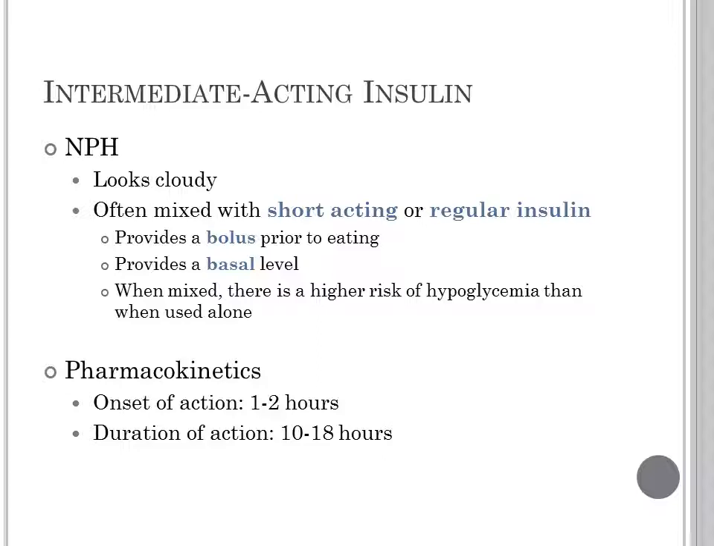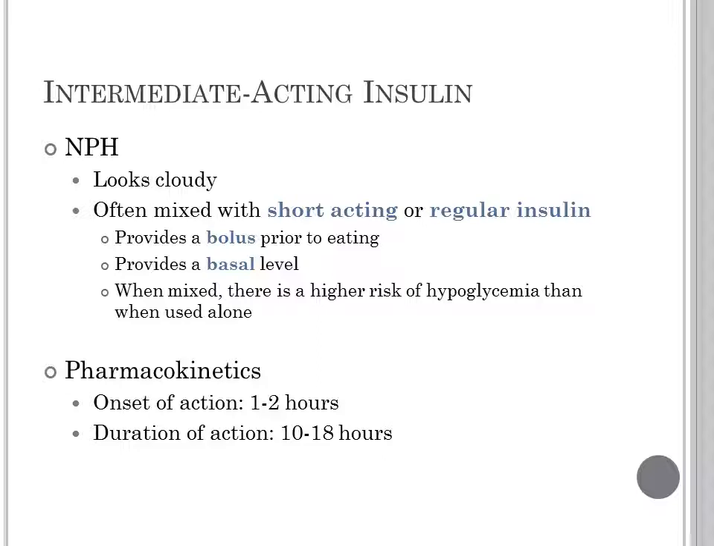Again, it's typically mixed with a short-acting or regular insulin to help enhance the effects. By mixing these two types of insulins together, it provides a bolus prior to eating, so your short-acting will be the bolus, and then it provides a basal level, which would be your NPH. So the NPH stays in the system for longer after eating to help prevent a spike after the regular has worn off. When they're mixed, with the short-acting on board as well as the NPH, there's a higher risk of hypoglycemia than when NPH is used alone.